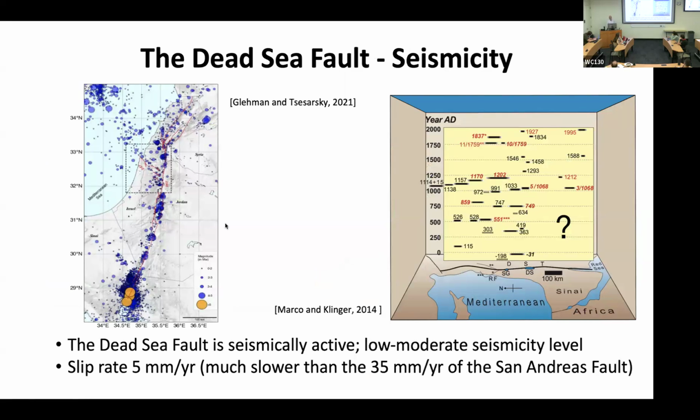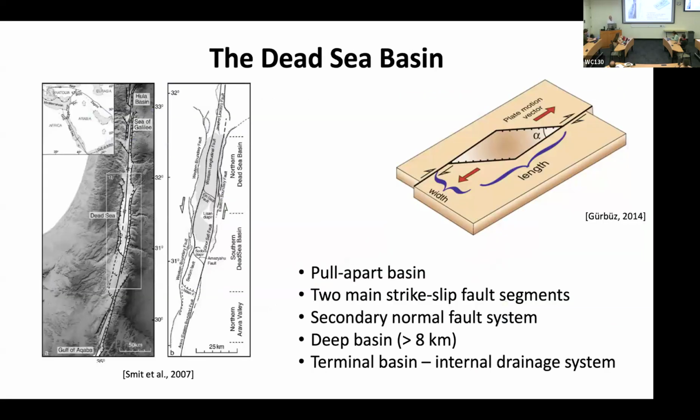And so this is instrumental observations. This is a historical observation that we saw. We have this sequence of earthquakes. In some places we see repeated earthquakes every 200 or 300 years, but then there's a break here, a few hundred years with no earthquake. So we need to get more information about that. So that was the Dead Sea fault.